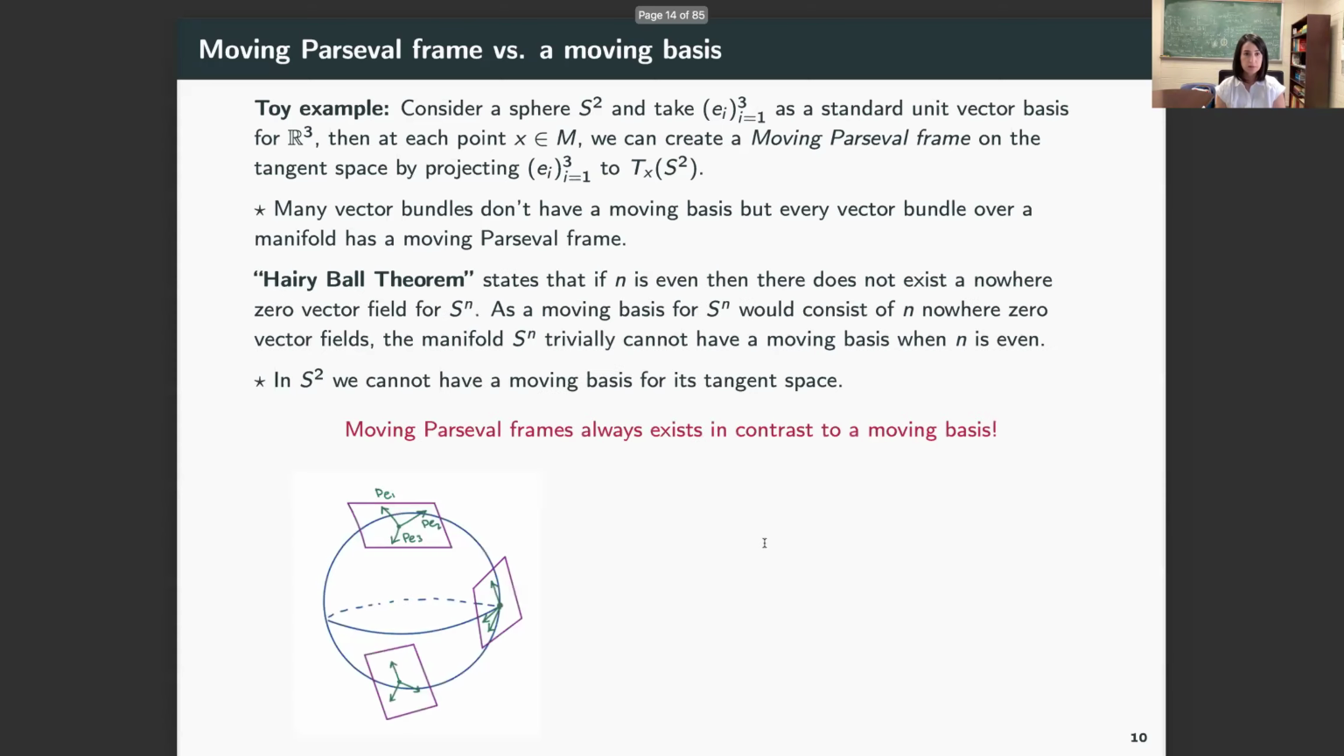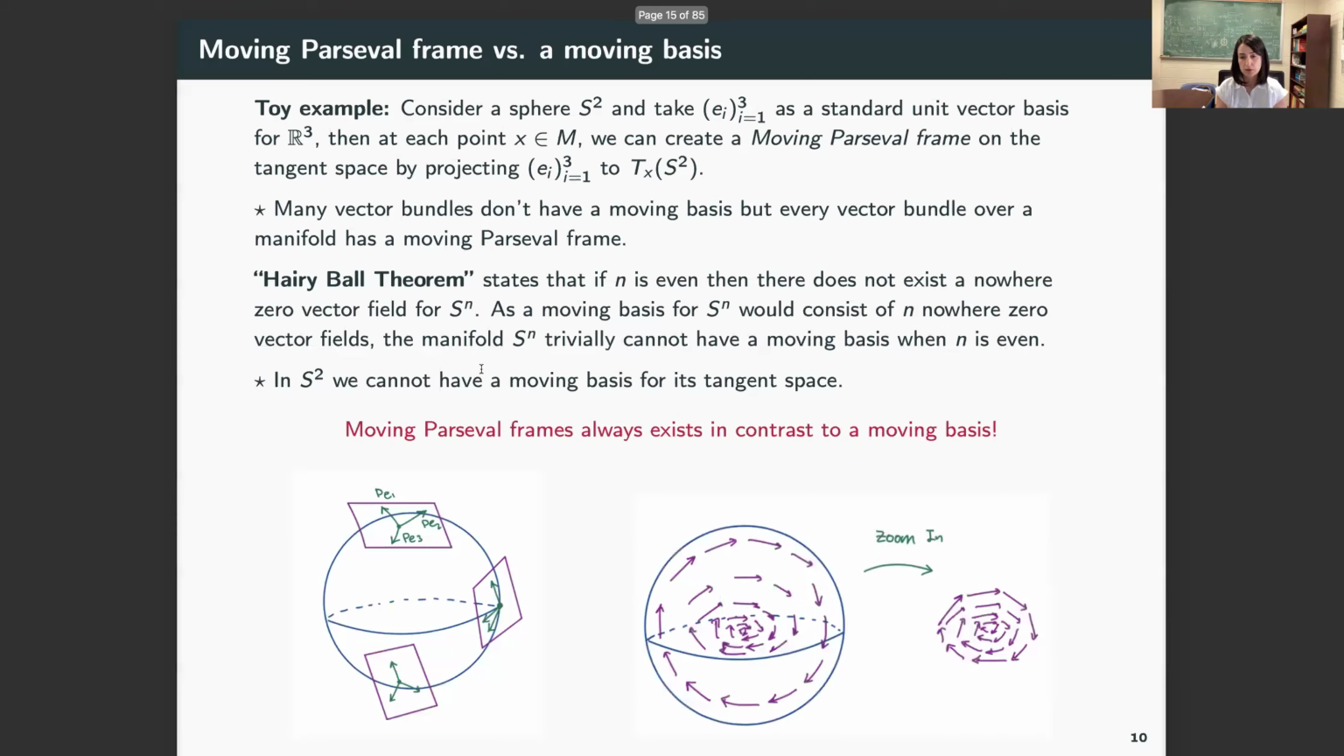And this goes back to the so-called hairy ball theorem, which states that if n is an even number, let's say here S2, there does not exist a nowhere-zero vector field. So in other words, by this theorem, we might lose some vectors and we won't have enough to be able to create a basis for us. So in S2, we cannot have a moving basis for its tangent space.